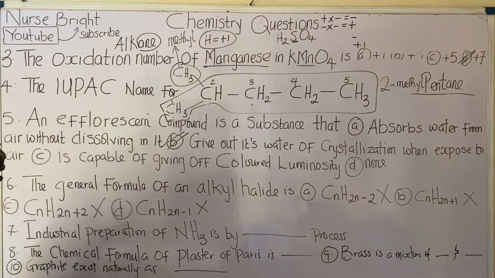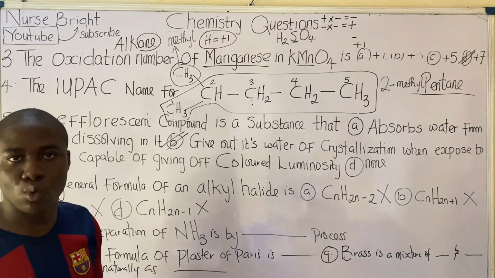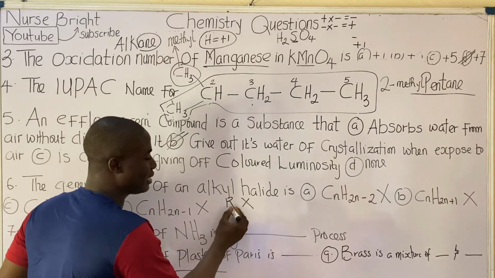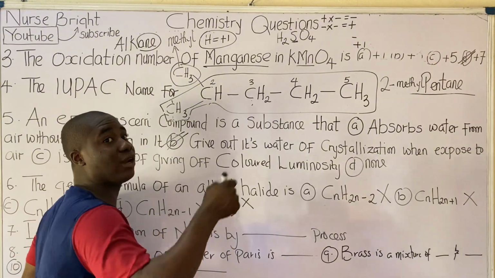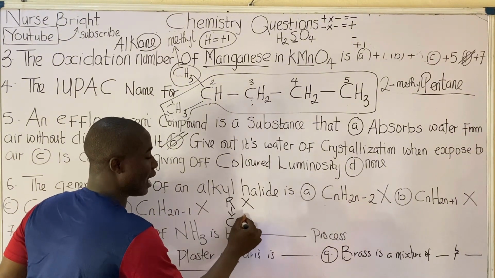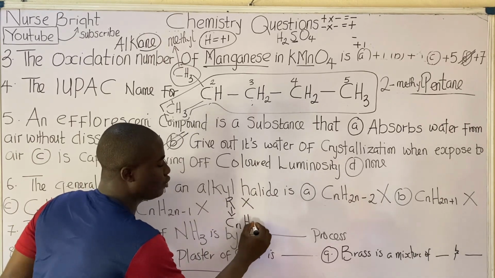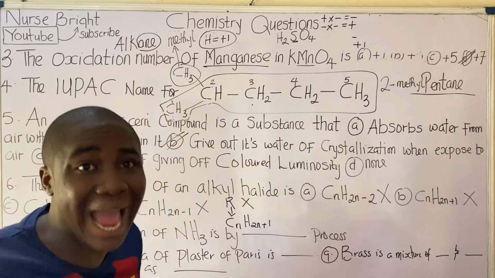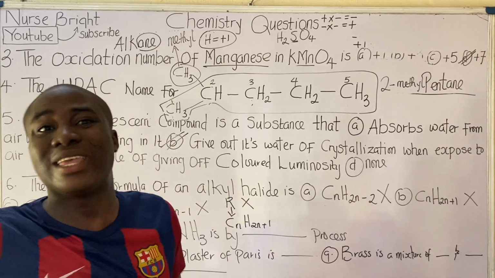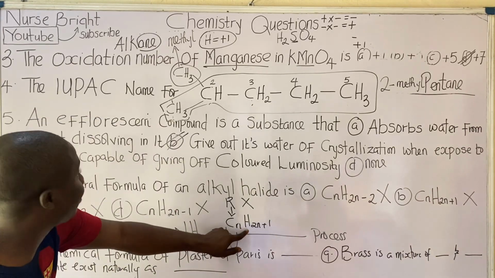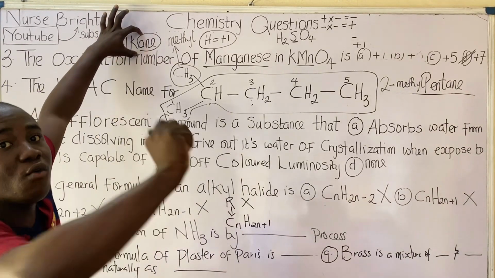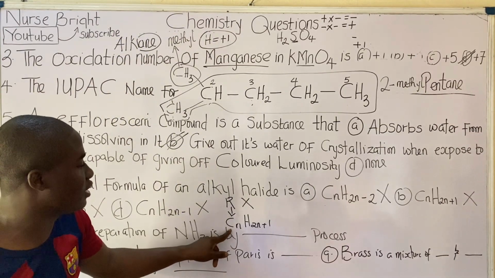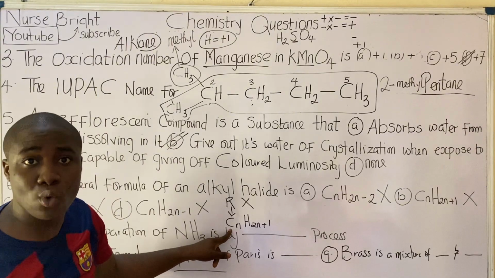Question number 6 says, the general formula of alkyl halide is what? Alkyl can be symbolized as R and halide is symbolized as X. And this R, which is alkyl, can also be written in this form. Alkyl general formula is CnH2n+1. This is the general formula of what we call alkyl. Alkyls are derivatives of alkane that lost one hydrogen. When I remove one hydrogen from this family, they become alkyl. So you can see that I said R is symbolized as CnH2n+1.